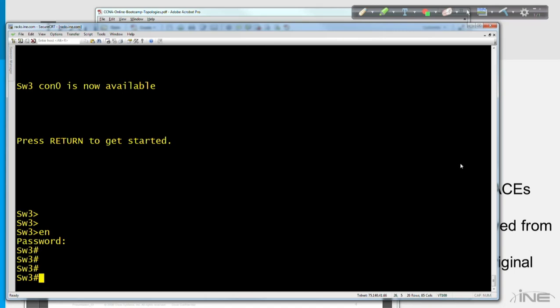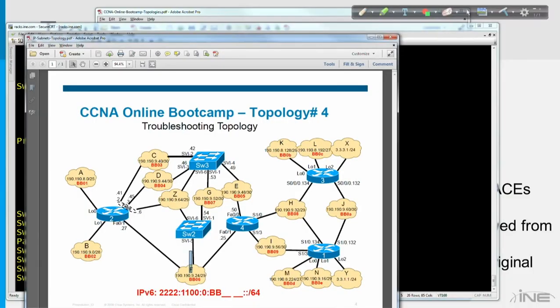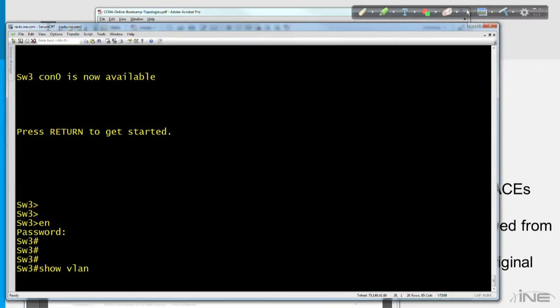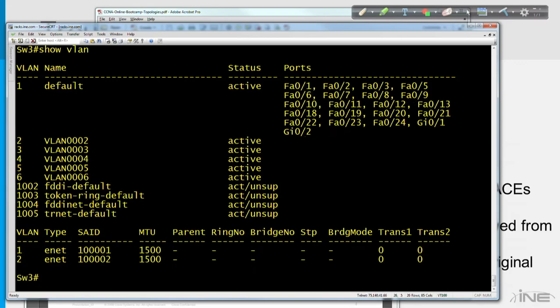Okay, if you remember from when we built this lab originally, and we can see here, this connection was in VLAN 4. So since VLAN 5 didn't exist in switch 2, is there a possibility that VLAN 4 does not exist in switch 3? Wouldn't that be sneaky? Let's find out. Show VLAN. VLAN 4 does exist, but wait a second.